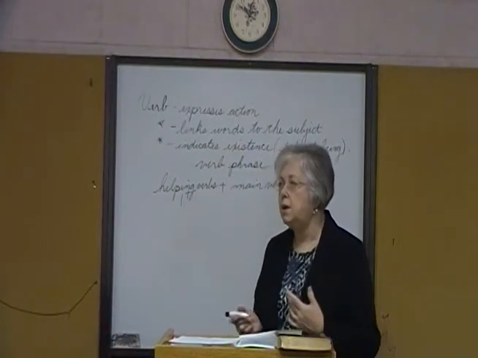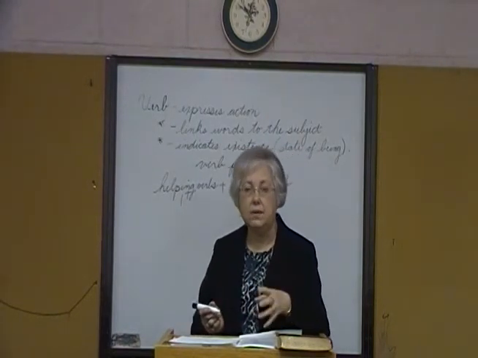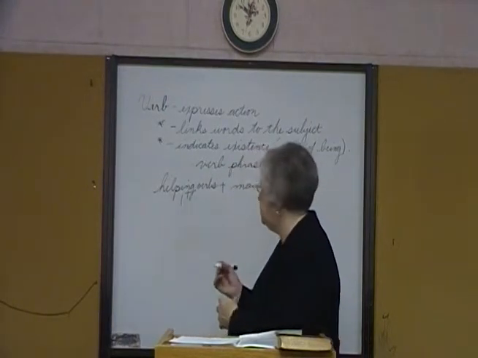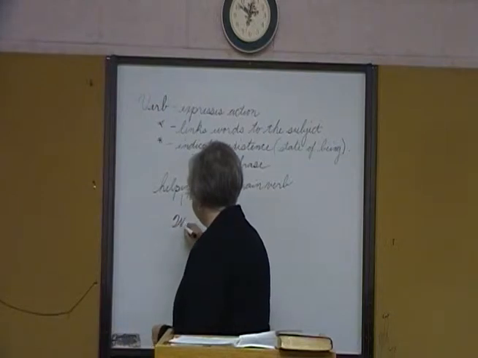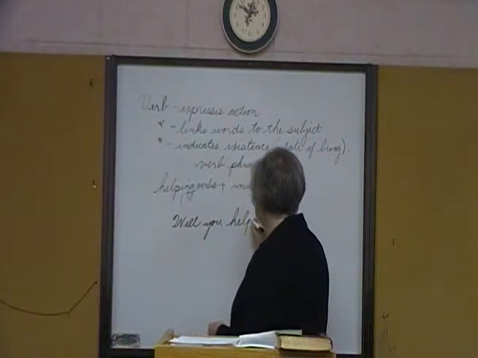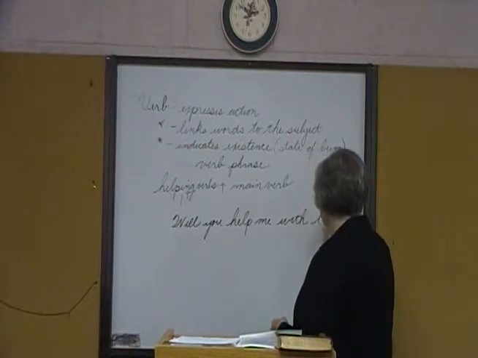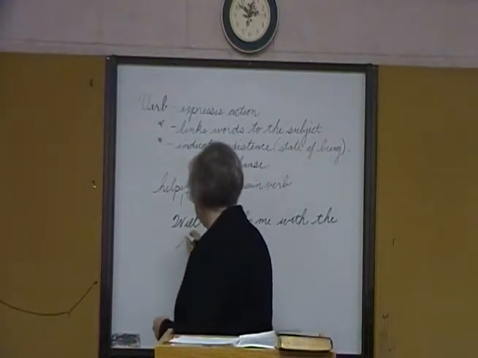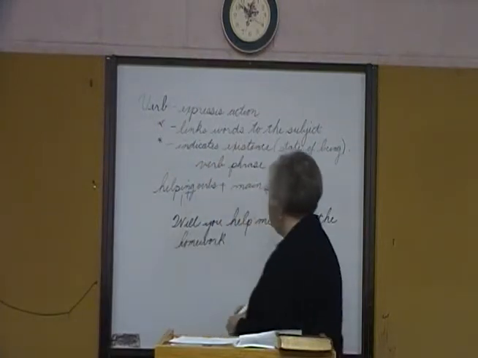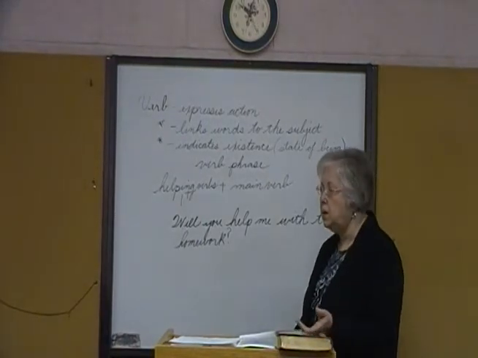An example of an interrogative sentence. An interrogative sentence is a sentence that asks a question, and when you have an interrogative sentence, the word order of your subjects and verbs are usually out of order. Example: Will you help me with the homework?